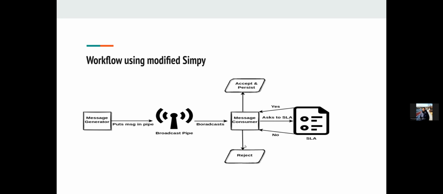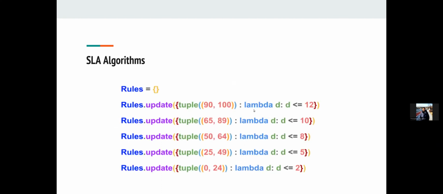So in SymPy, normally the message generator, broadcast pipe, and message consumer, SymPy provides this, but I have done a modification so that the message generator contains the synchronization request, and here I have done the modification so that the message consumer, I mean the requestee replica, consults with the service level agreement.